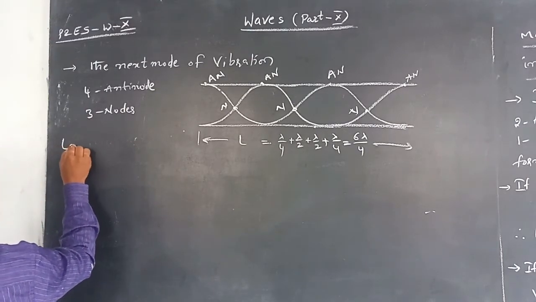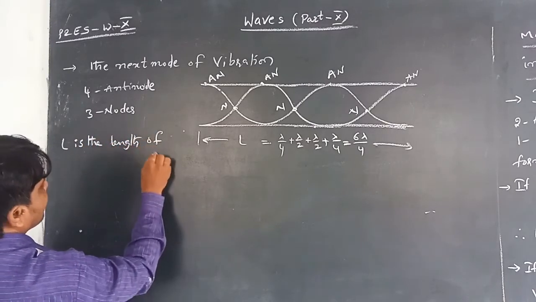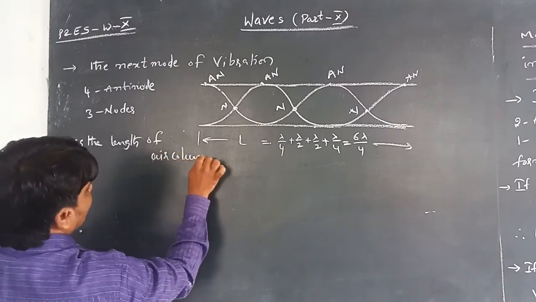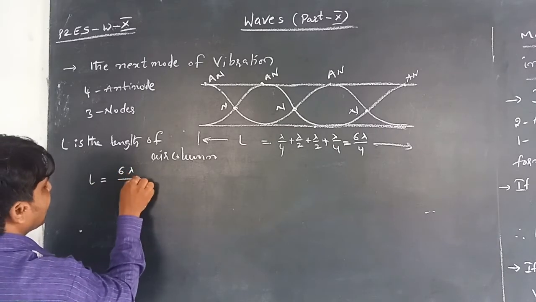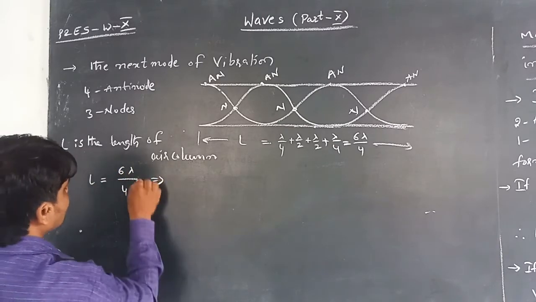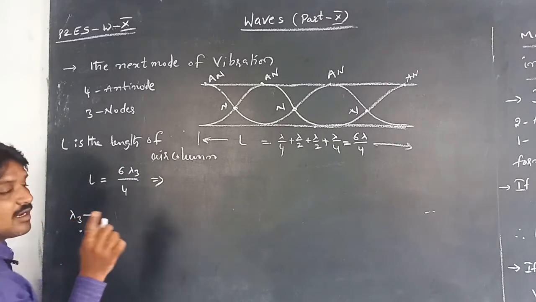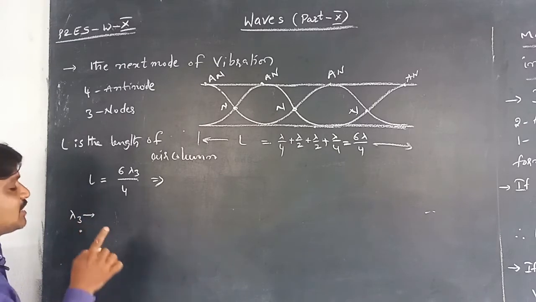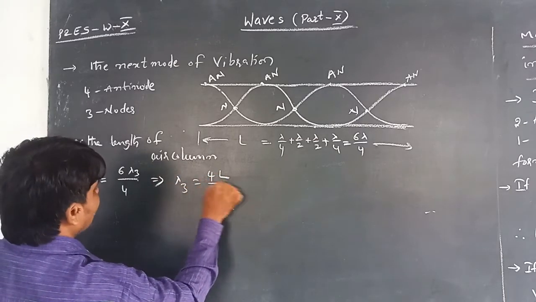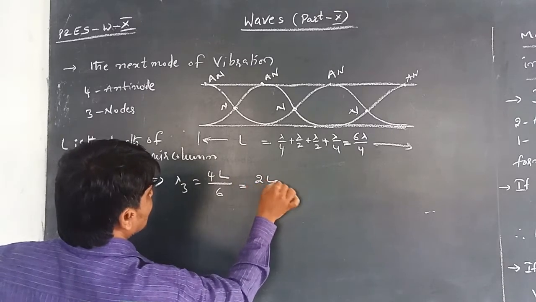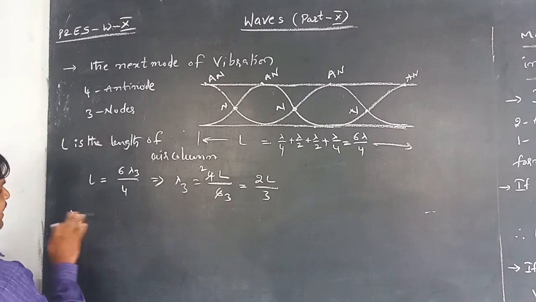Here L is the length of the air column. Then L is equal to 6 lambda by 4, and that lambda is lambda 3, because lambda 3 is the wavelength of the third harmonic. That's why we are writing lambda 3. So lambda 3 is equal to 4L by 6, that is 2L by 3.